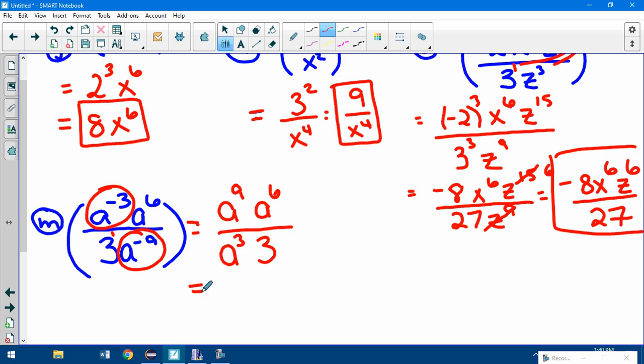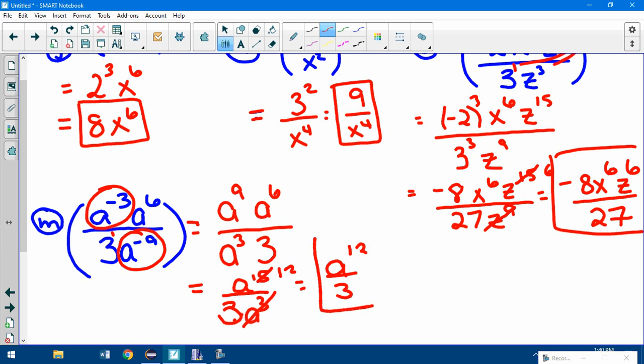So then what's on top really? A to the 15th over, and I'm just going to write the 3 first, 3a to the third. And then what do you think my last step is going to be? Cancel. 3 a's go, there's still 12 of them on top. So a to the 12th over 3 is the answer.